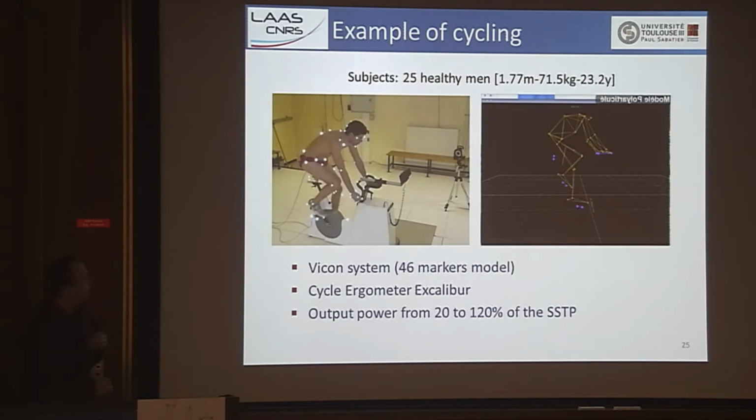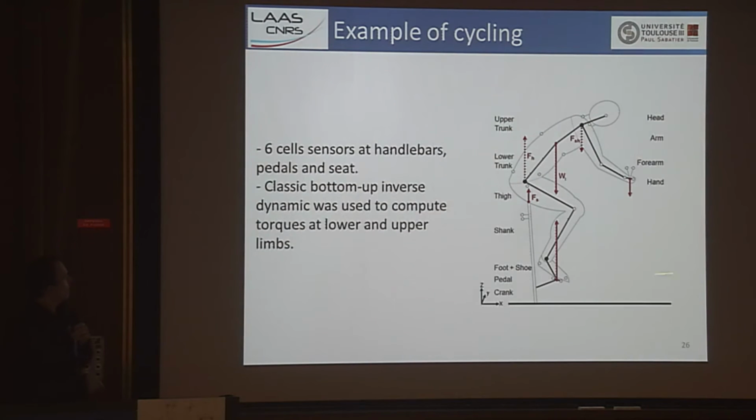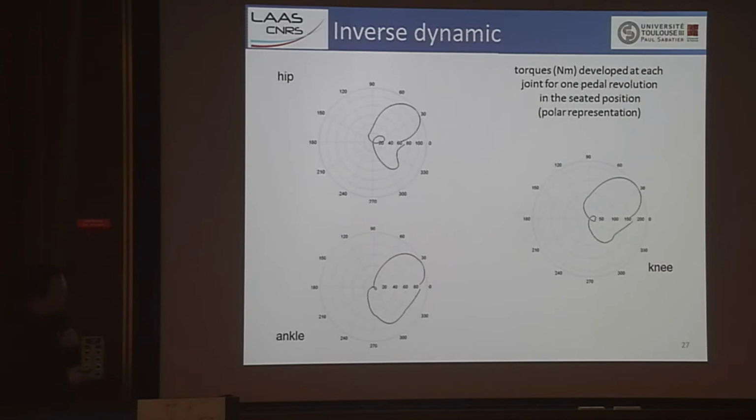So here I show you the experimental setup, a classic one involving 47 reflective markers on the subject, and we measure at the pedal, the seat, and the handlebar the external forces applied by the subject, which allow us, with a classic bottom-up inverse dynamic computation, to determine the torque at the hip, the knee, and the ankle.